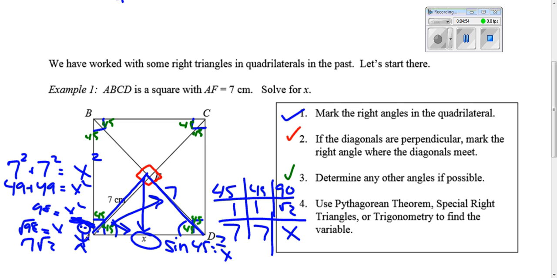If I did the special right triangle, they're all equivalent answers, or 9.899 if I went the decimal route. Okay? All those three answers are the same, just different forms, and all three methods of solving it would have worked in this case. Make sure that whatever your final answer is, you throw the units on, it is 7 centimeters. All right, on to the next one.